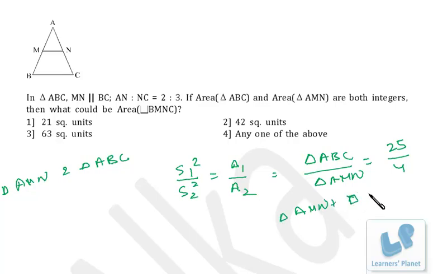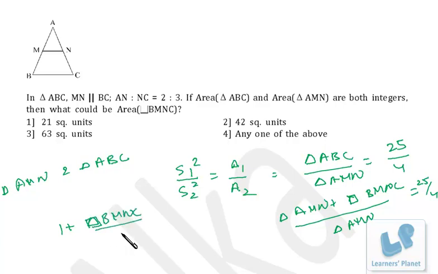Area of BMNC by area of AMN is 25 by 4. That means area of BMNC, I just break it, 1 plus area of BMNC by area of triangle AMN will be 25 by 4 minus 1, that is 21 by 4.